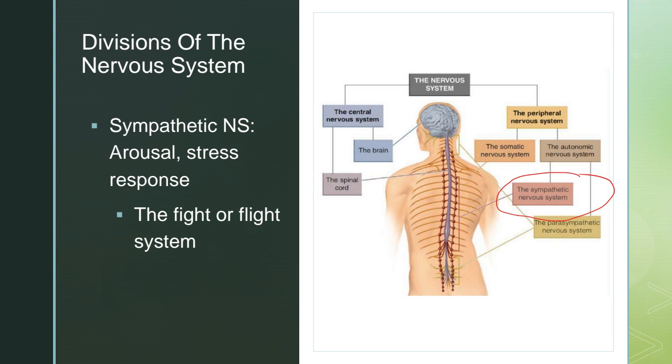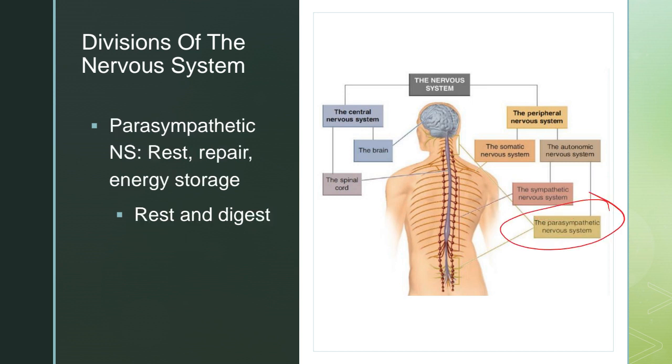So this is where the job of the parasympathetic nervous system comes into play. And the parasympathetic nervous system essentially does the opposite of the sympathetic nervous system. So the job of the parasympathetic nervous system is to provide rest, repair, and energy storage. It can be thought of as the rest and digest system, as opposed to the flight or fight system, which is what we sometimes refer to the sympathetic nervous system as.